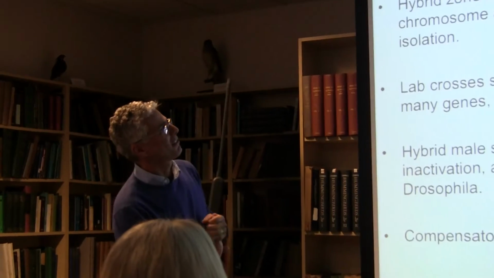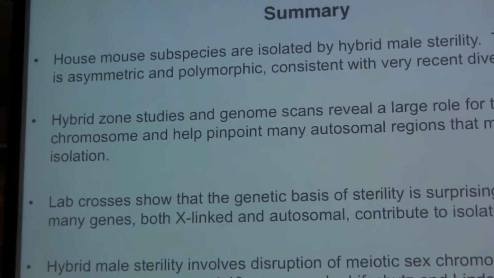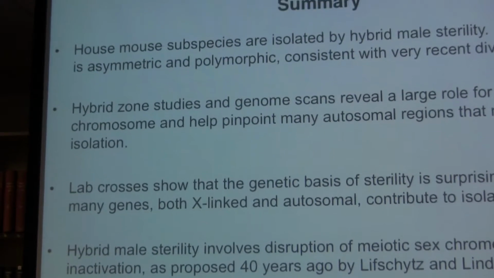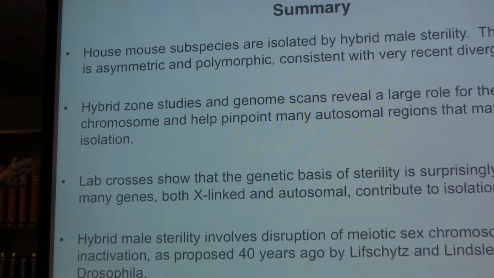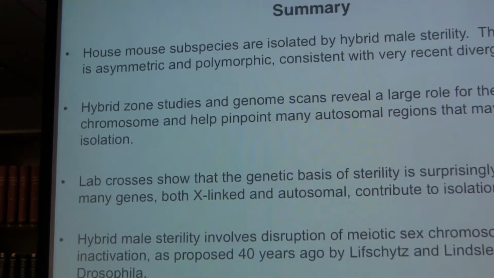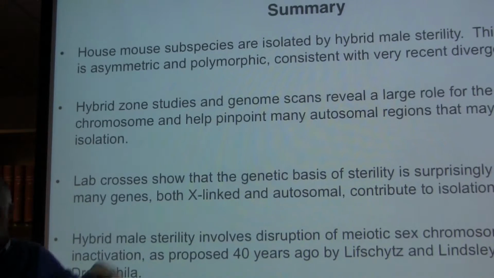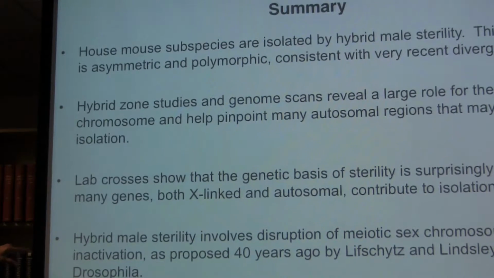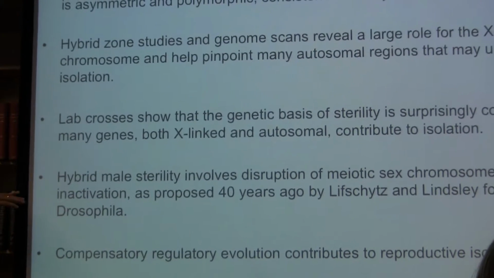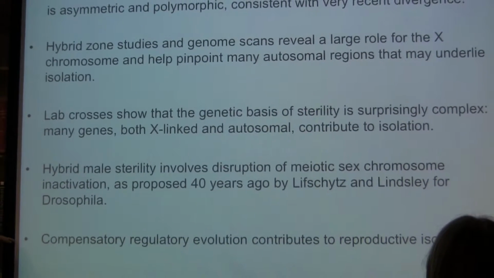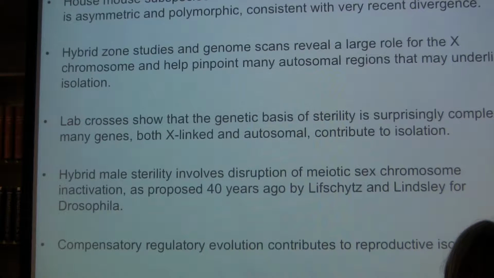House mouse subspecies are isolated by hybrid male sterility. It's asymmetric and polymorphic, and that's consistent with very recent divergence. The hybrid zone studies, I didn't really talk about genome scans, but they reveal a large role for the X chromosome, and lab crosses show that the genetic basis is very complex, and X-linked and autosomal regions both contribute to isolation. There seems to be a disruption of meiotic sex chromosome inactivation as proposed 40 years ago by Lifshitz and Lindsley, but more generally, compensatory regulatory evolution seems to contribute to reproductive isolation.